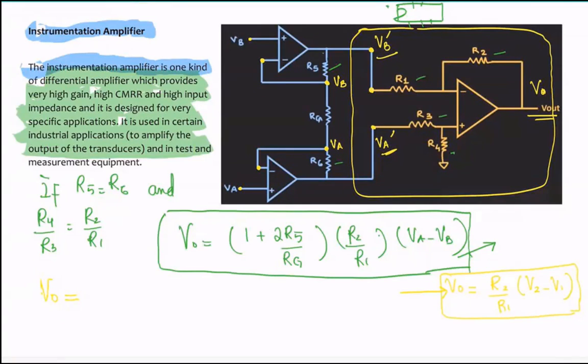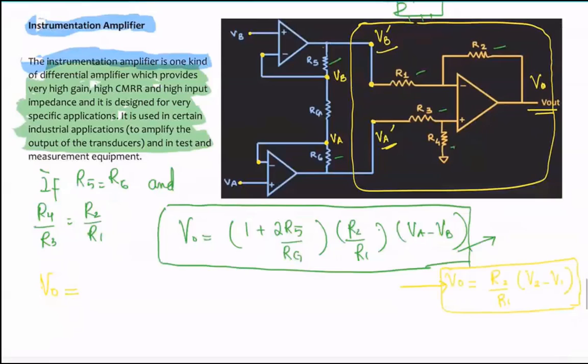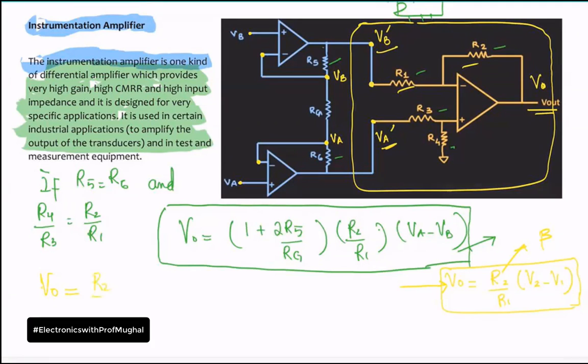What would this be? Come on, guys. What would the beta factor be here? R2 over R1 for the differential amplifier. This whole thing is the beta factor, correct? Because I already have R2 and R1 here, I'll simply write R2 over R1. Bracket open, then we have V2 minus V1.